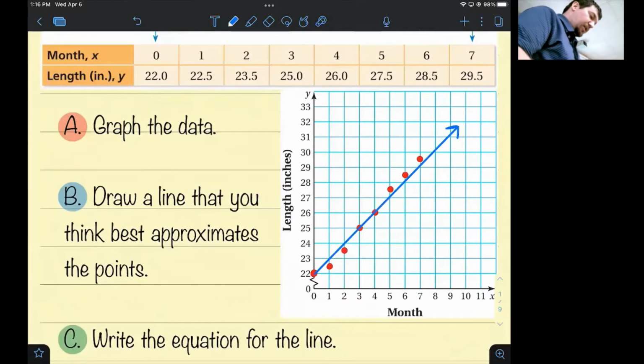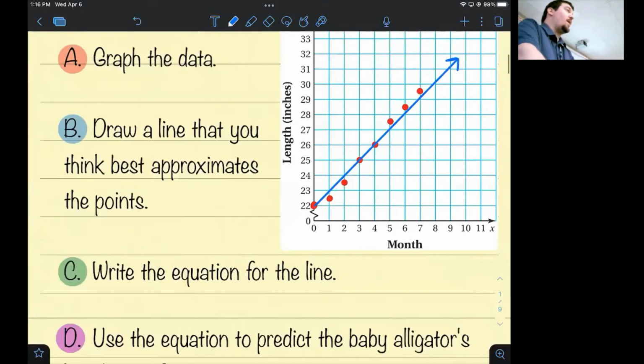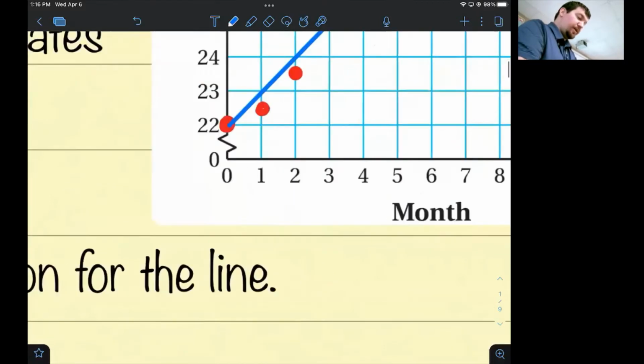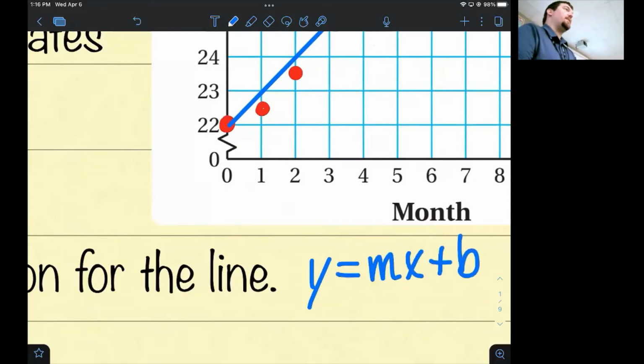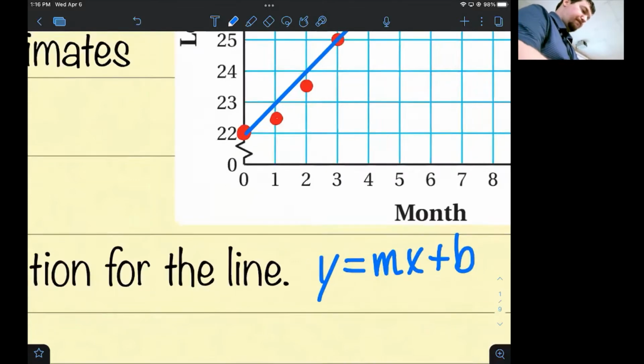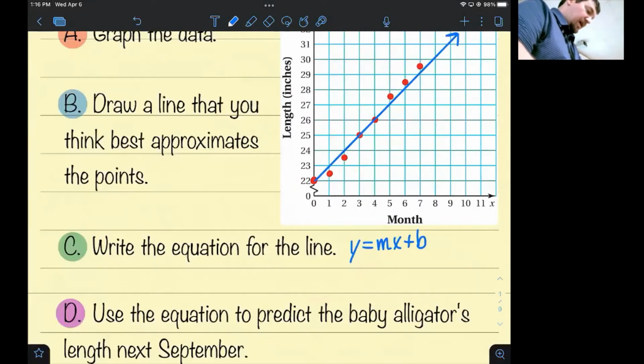Okay, so I've got my trend line drawn, and then it wants me to write an equation for my trend line. Now, anytime it asks you to write the equation, just know that your equation needs to be written in slope-intercept form, or y equals mx plus b. We worked with that a little bit, but that's going to come back and be a major player in our chapter this time. So it wants us to write the equation.